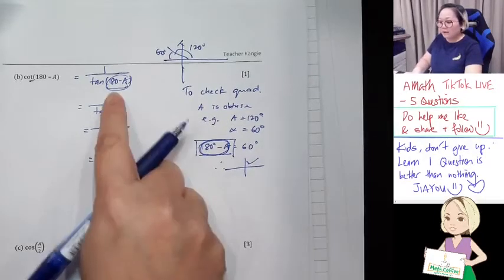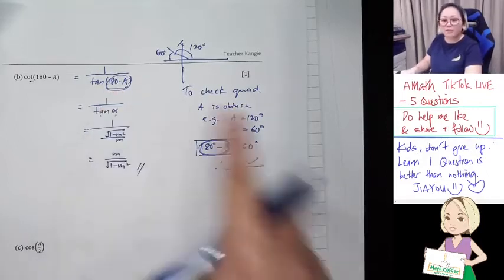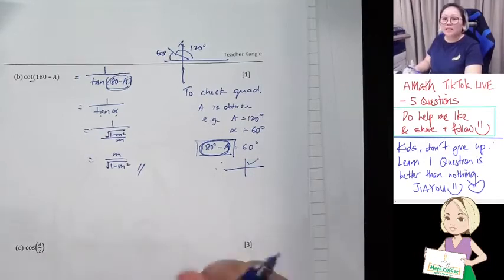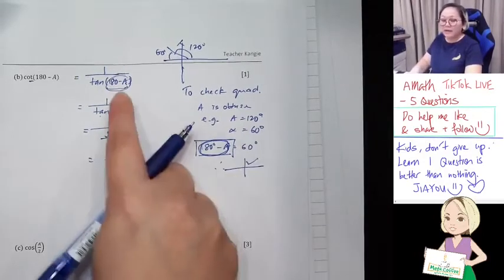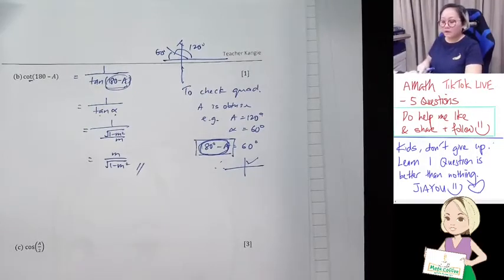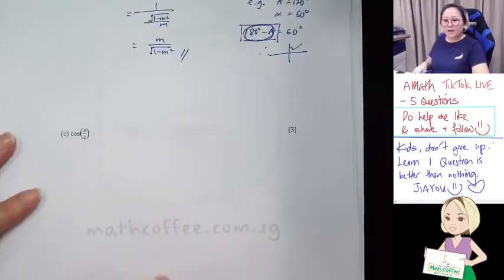So every time this kind of 180 minus A comes out, please check first which quadrant it is in. A is in the second quadrant doesn't mean 180 minus A is in the second quadrant. Just remember that. The next one is half A.